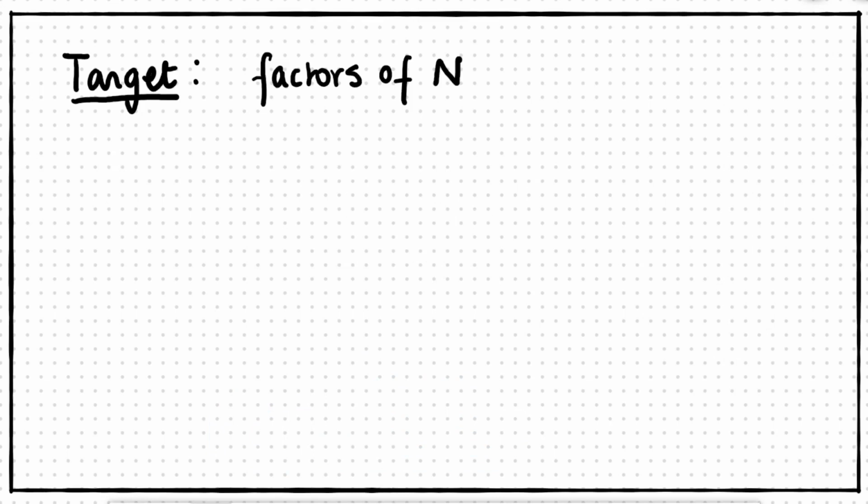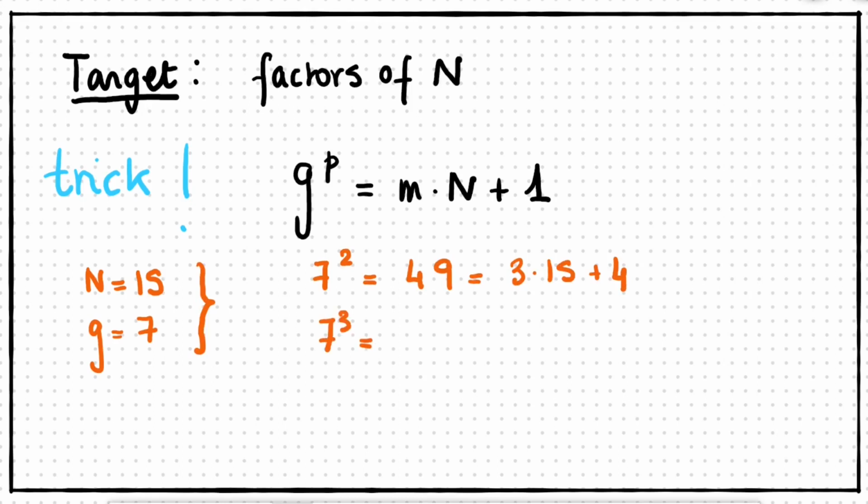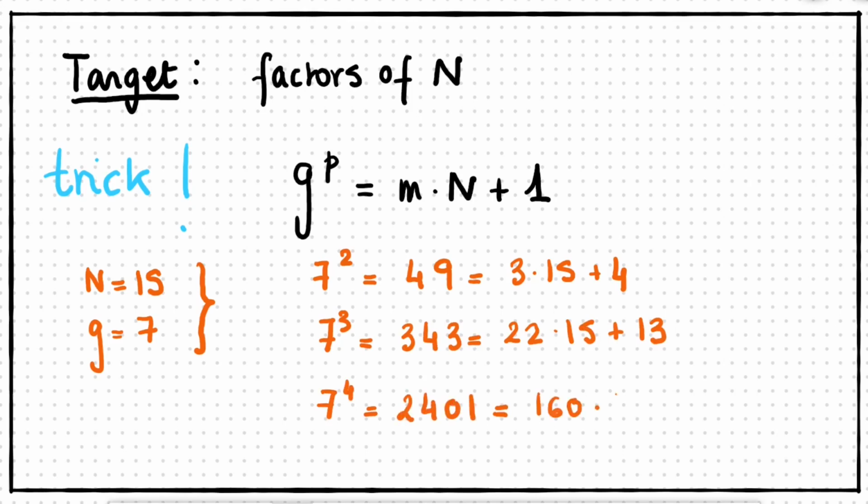For any pair of whole numbers that don't share a factor, if we multiply one of them by itself enough times, eventually we will get some whole number multiple of the other number, plus 1. g^p = mn + 1. For example, 7 and 15. While 7 squared isn't one more than a multiple of 15, and neither is 7 cubed, 7 to the 4th is. This works for any whole arbitrary numbers, as we will see coming up.